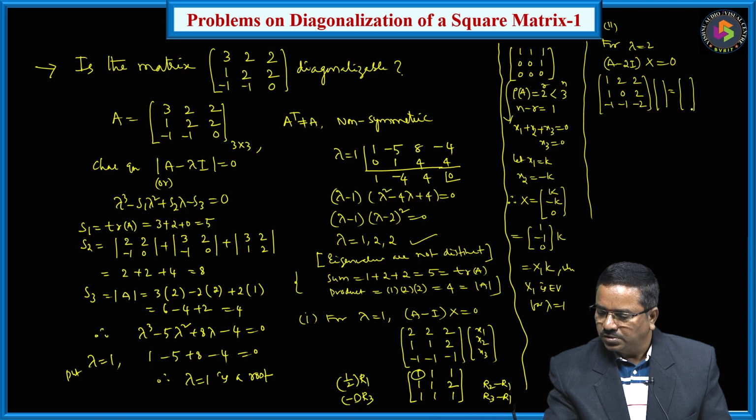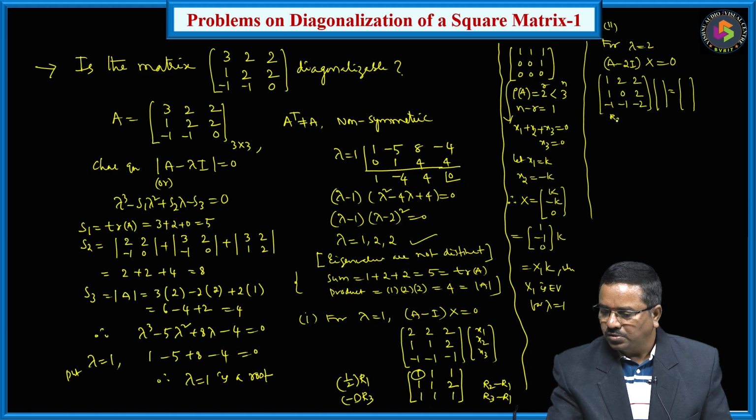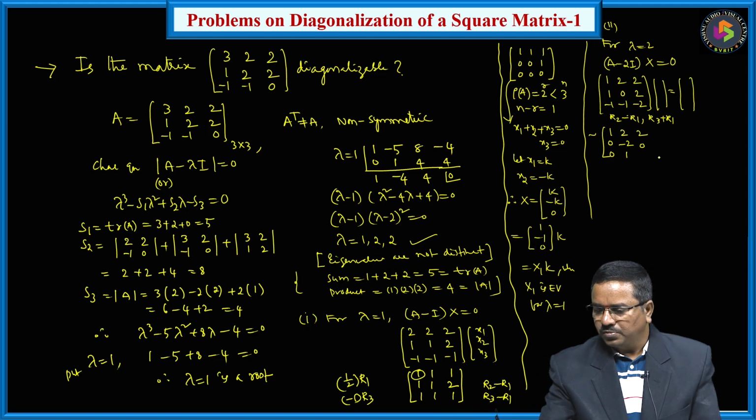But what are the operations you will write? R2 minus R1, R3 plus R1. So, we will get 1, 2, 2, 0, minus 2, 0, add this R3 plus R1, 0, 1, 0. So, finally, what do you do?